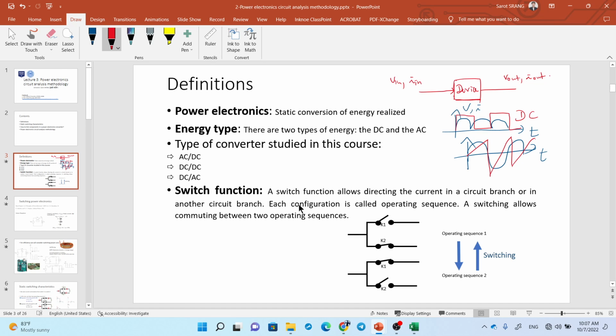The types of converter studied in this course are the AC to DC converter, sometimes called a rectifier. The DC to DC converter has particular names for different types, like direct converter, indirect converter, and so on. And the last one, the converter from DC to AC, is also called an inverter.